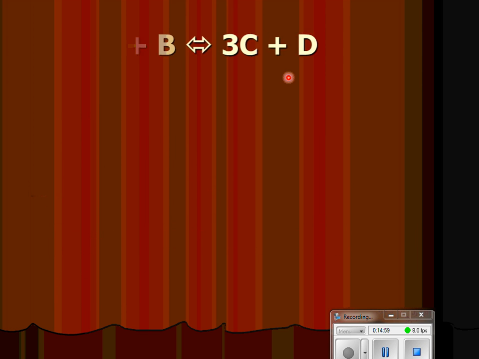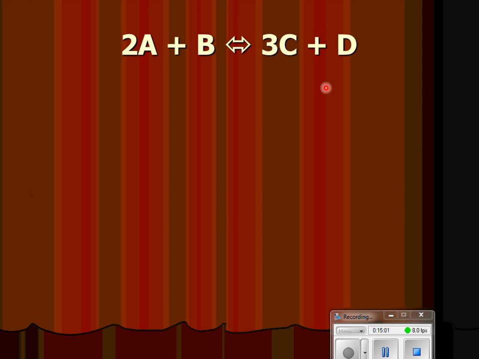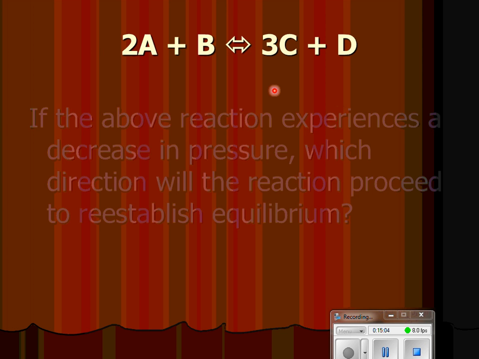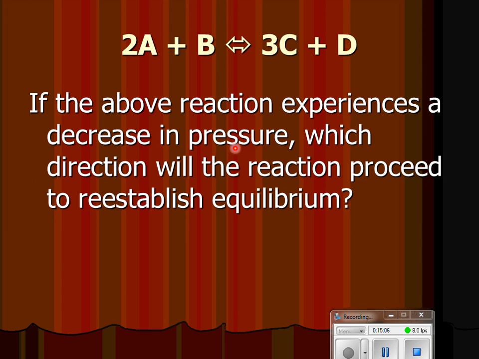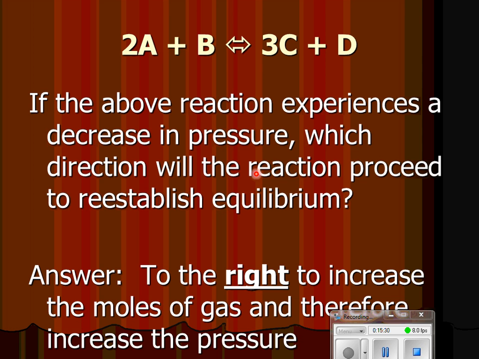Let's take a look at one more example. So here's our bigger equation. Lots of things going on here, but if it's about pressure, which we see it is, it says in the above reaction it experiences a decrease in pressure. As soon as you see it's about pressure, total your moles. On this side I have 3 moles. On this side I have 4 moles. Again, this container has whatever balance it has. The problem is there is too little pressure. I need more pressure. So it's going to shift to the side with more moles of gas, because that will bring the pressure back up. So the answer to this one is that it will shift to the right to increase the moles of gas and therefore increase the pressure.